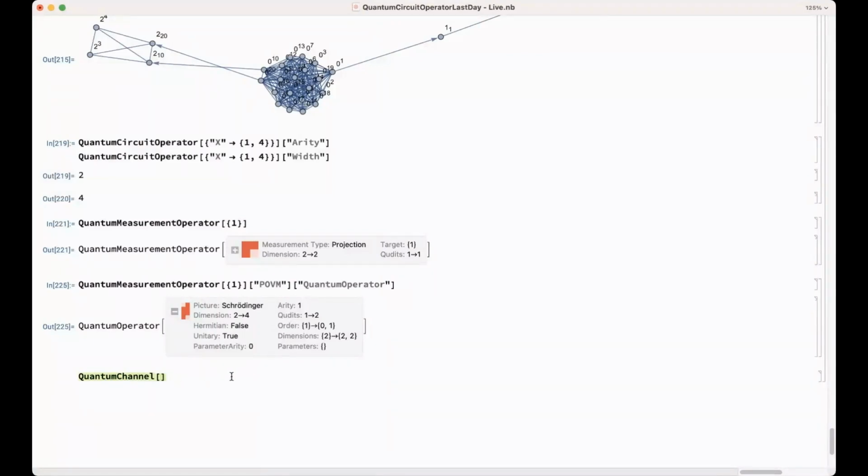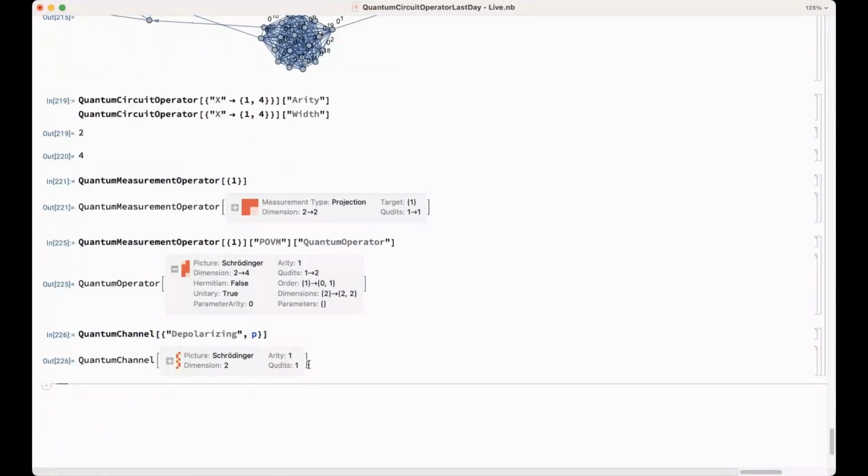It's also a quantum operator even without any target specified. It's basically just a quantum operator. Its only difference is how it composes with other stuff. And does it always happen whenever we have those super operators? Yeah. So a POVM is basically a super operator.